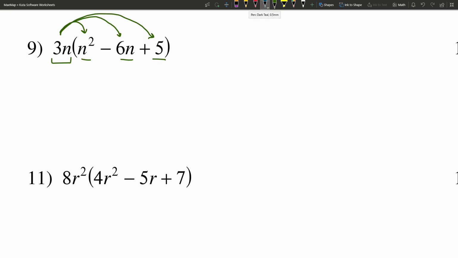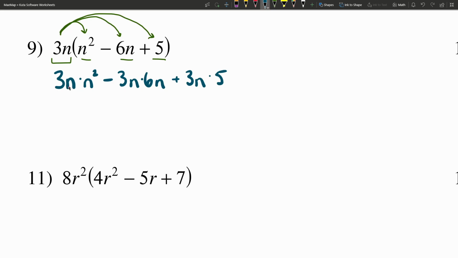Now let's remember the signs though, because we're going to do 3n times n squared, but then we have to subtract 3n times 6n, and then we're going to add 3n times 5. So writing that out, we'll have 3n times n squared, and then we're subtracting, so minus 3n times 6n, and then we're adding 3n times 5. So just make sure to keep track of whether it's addition or subtraction in between those different terms.